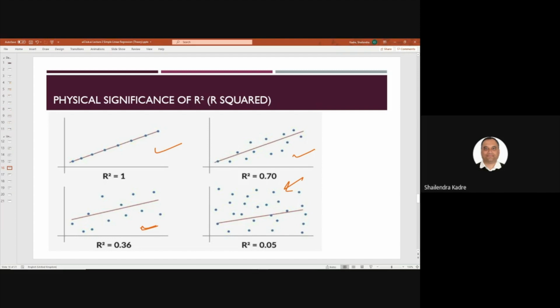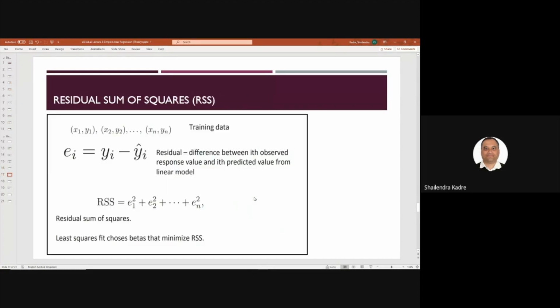So understood, R square 1 is an exact fit, R square 0.70 means this kind of somewhat fit, 0.36 means the fit is even worse, and 0.05 means there is no fit at all. Points are scattered all over. I just wanted to give you a feel of R square. It is a very important measure.